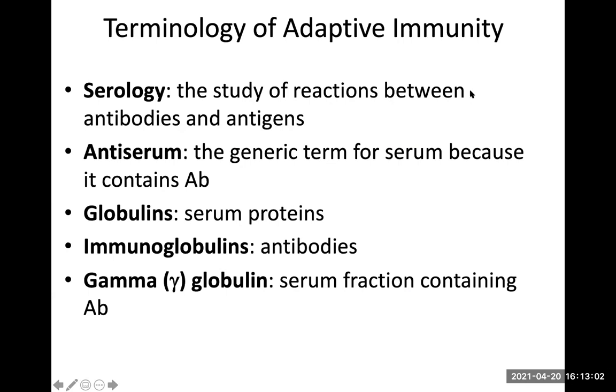Terminology: serology, the study of the reactions between antibodies and antigens. Antiserum is a generic term for serum that has antibody in it. Globulins, we already talked about. They're serum proteins, they're globular, and if they're immunoglobulins, then they're specifically antibodies. So the type of globulin that would be an immunoglobulin is called gamma globulin. And you might be wondering, why so many different names?